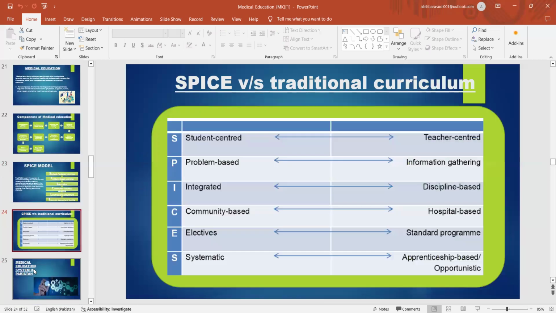SPICE versus traditional curriculum. Now, SPICE is student-centered, while the traditional is teacher-centered. It is problem-based, the other is information gathering. The SPICE model is integrated, and the traditional is discipline-based. The SPICE is community-based, the traditional is hospital-based. Electives in SPICE, whereas the traditional includes a standard program. Systematic in SPICE, and the traditional is apprenticeship-based and opportunistic.